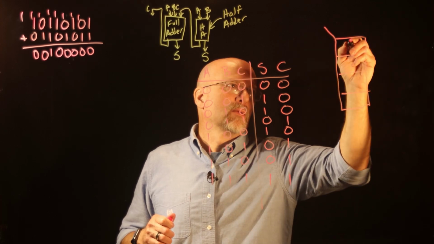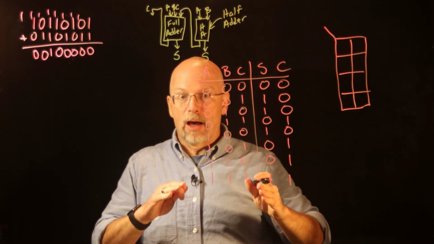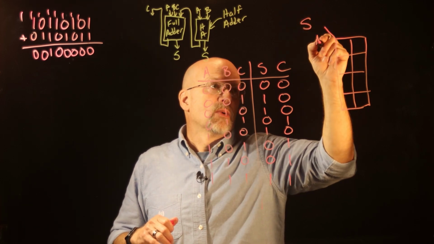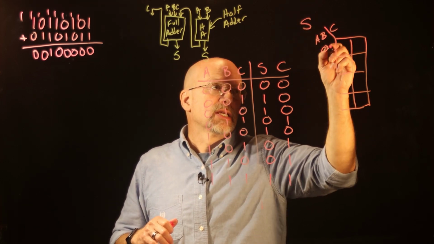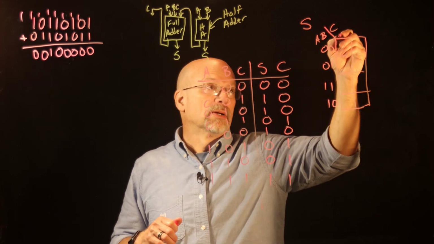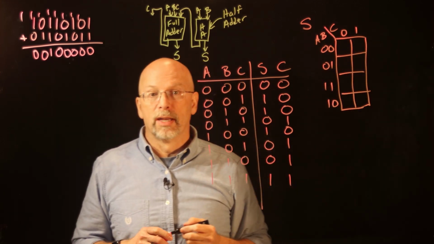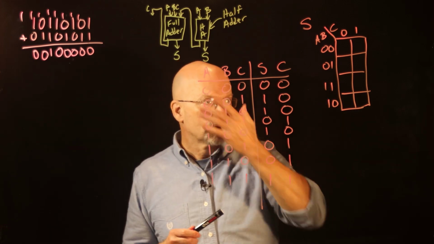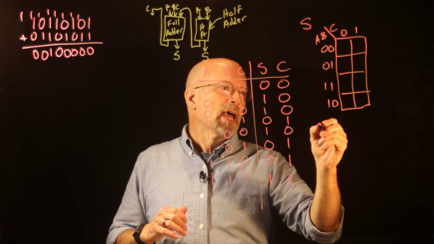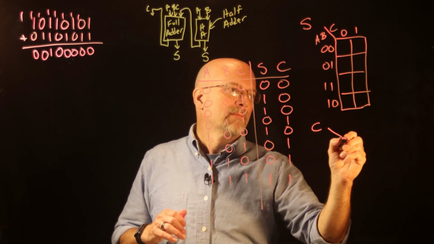I'm going to make one Karnaugh map for each of the output columns. So I have to have a Karnaugh map for S, where I have A, B, and C as the inputs. Remember your Gray code, that odd numbering, right? And 0 and 1 as the column values for C. All right? And then I also need to have a carry.